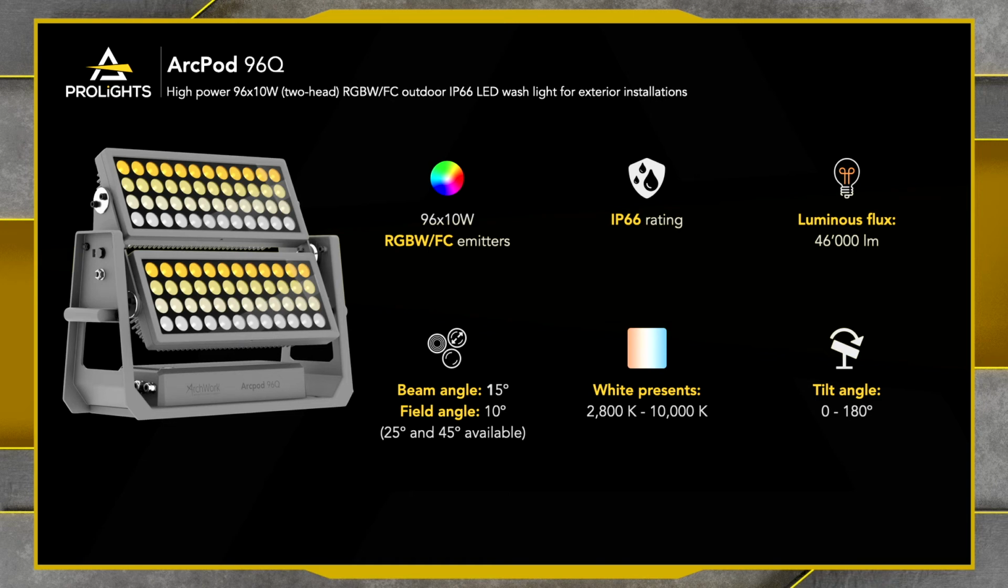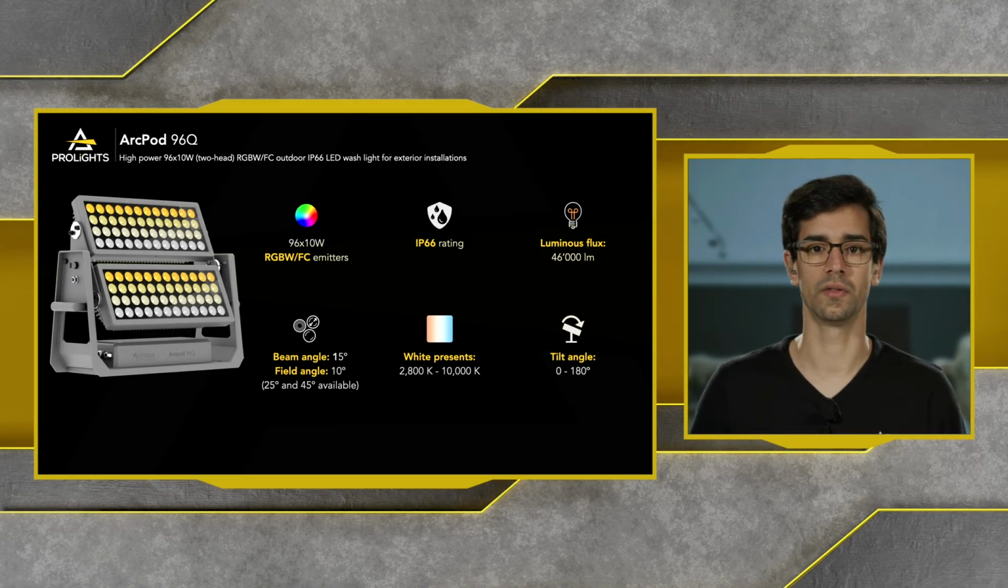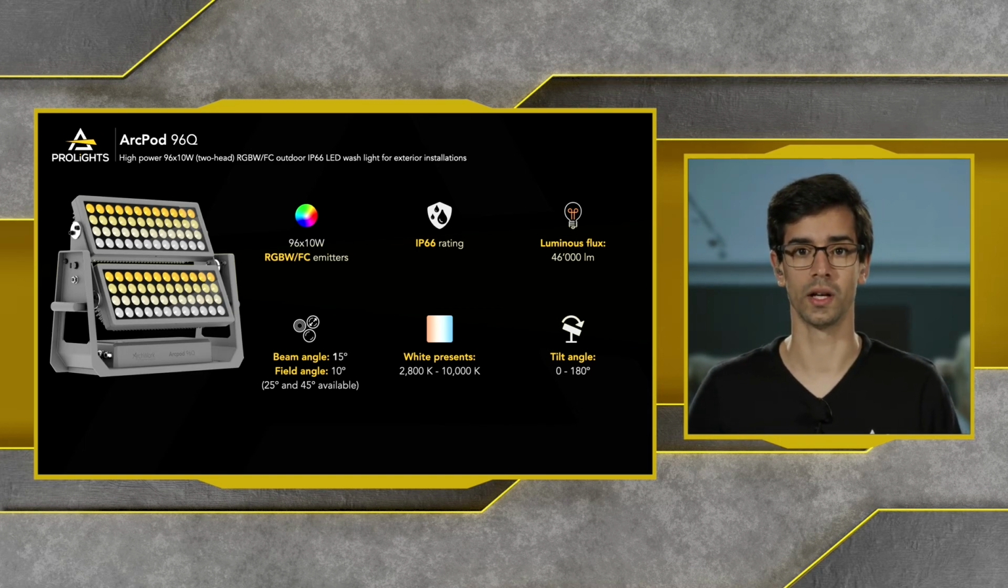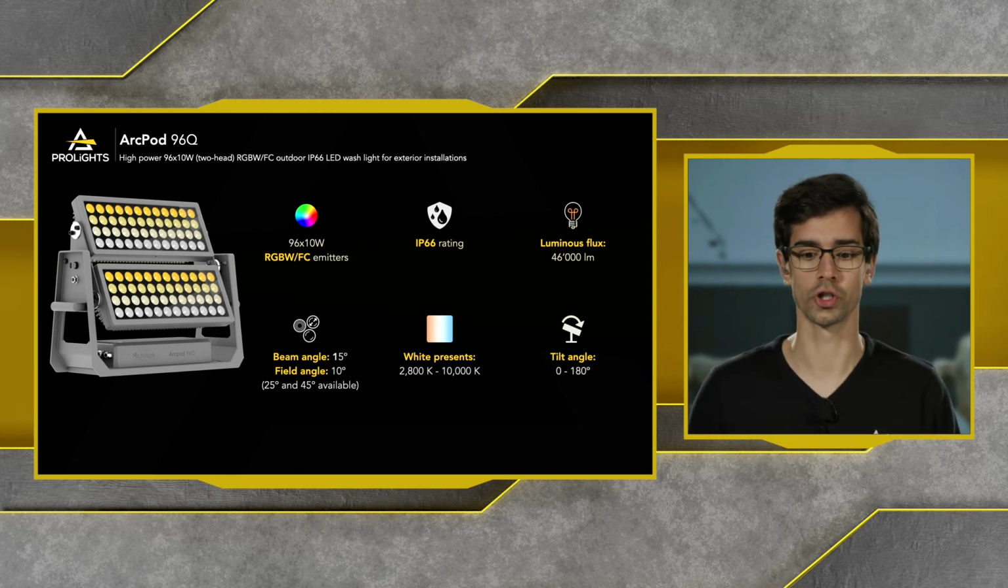We've got the two heads. As you can see, the beam angle and the field angle differ very slightly, again because of the different heads that we have. So we've got the 15 degree angle on the top head and 10 degree on the bottom head, and then we've got the 25 and 45 degree optics accessories available as well, if we want to create a wider wash on these units.